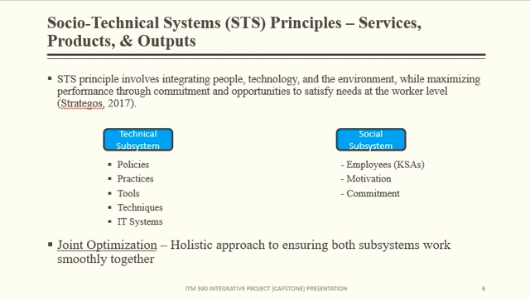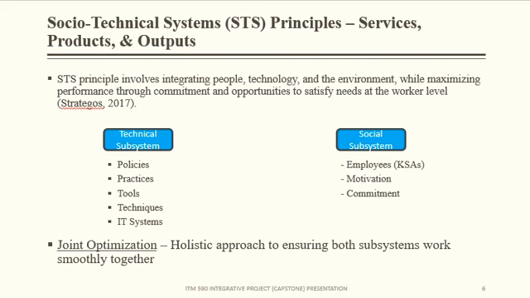Socio-technical systems have two subsystems, one that focuses on the technical side, such as your policies, your practices, your tools, your IT systems themselves. And these systems do as they are programmed to. They are specifically written to perform a certain task, and they do it. There's not much more to think about other than it does the job that it is programmed and developed for.